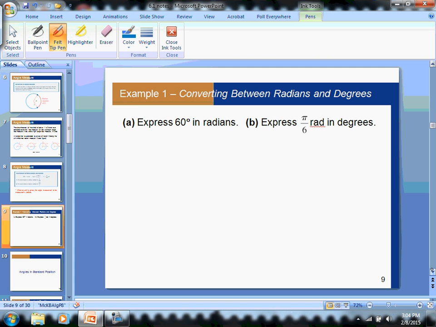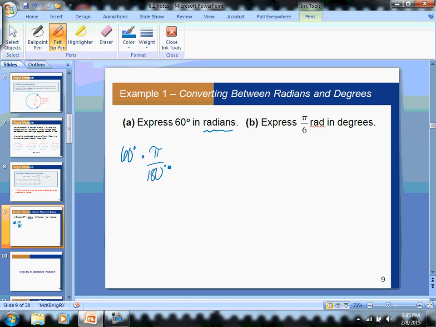So let's try a couple of these. If we have a 60-degree angle that we're trying to convert or express in radians, we would start with our 60 degrees, and then we have to multiply it by, and we want it in radians, so I'm going to put my radian measure in the top of my fraction. Because it's always going to be 180 and it's always going to be pi. It just depends on which goes in the numerator and which goes in the denominator. But if you're trying to convert to radians, you put the radian measure on the numerator.